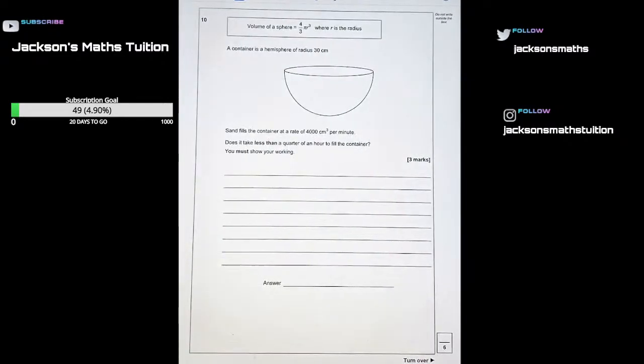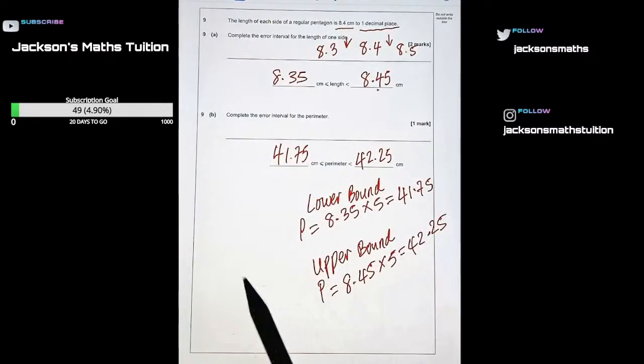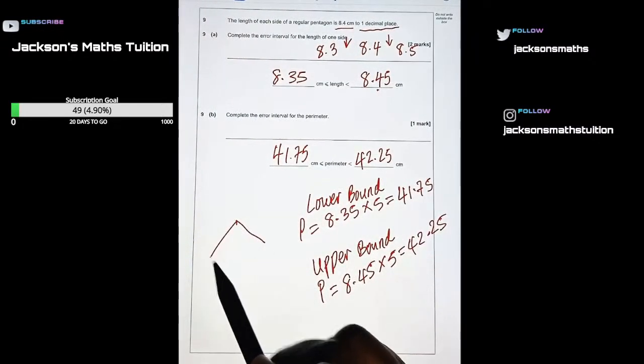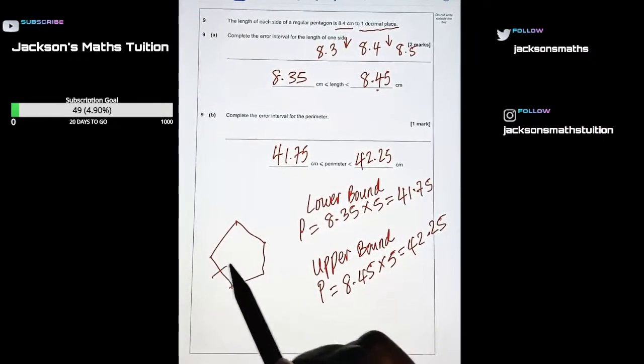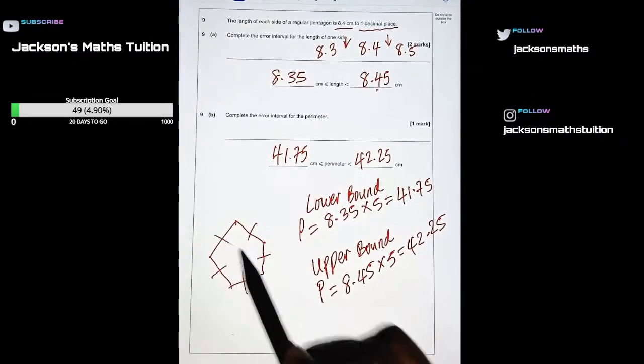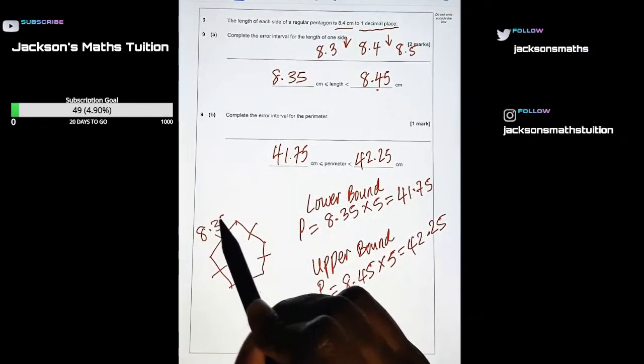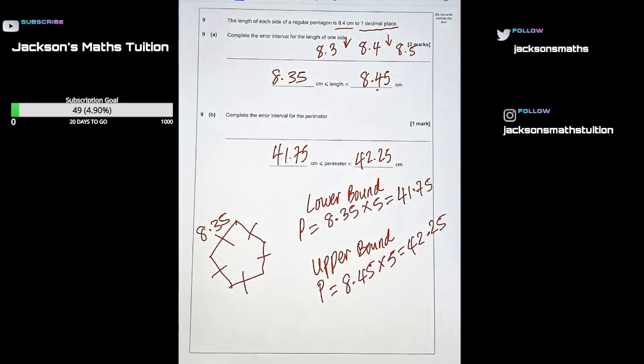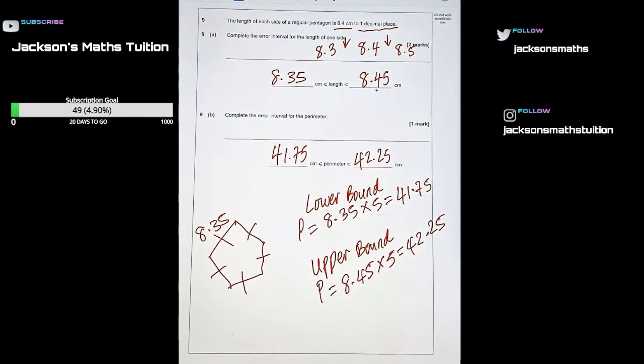Question 10. Volume of a sphere is 4/3 pi r cubed. Why do we times it? Because it's a pentagon and it's regular, so all the sides are equal, and there are 5 of them. So if each side is 8.35, you just multiply it by 5 because they're equal. Okay?